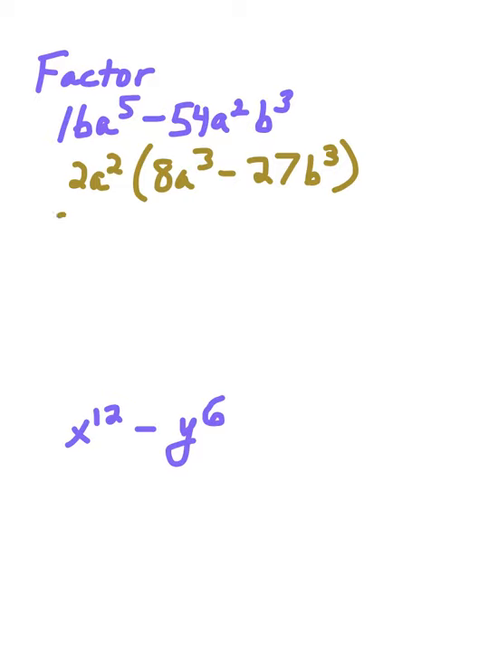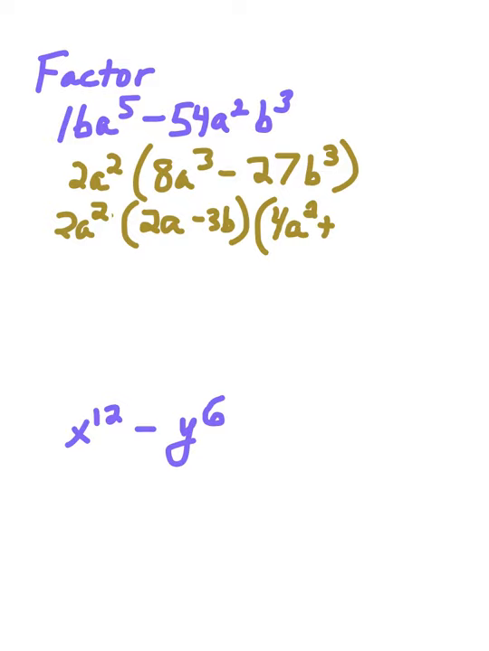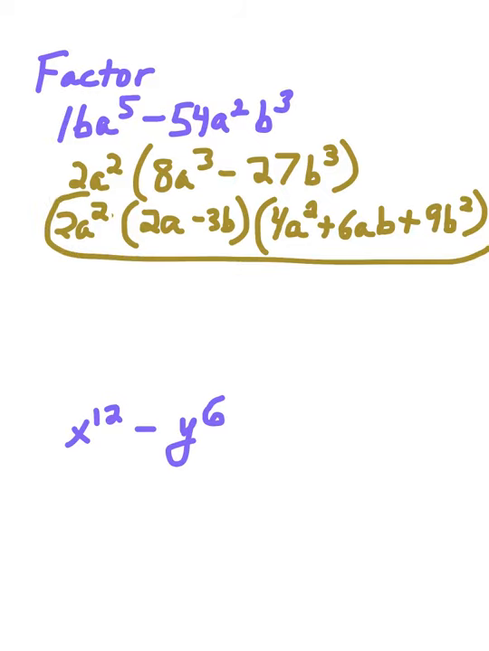So I'll continue with this factoring of 2a squared. Then, let me write a better 2 there. And then I will have 2a minus 3b, and then I'll have a squared, which is 4a squared, and then plus xy, which here would be 2a and 3b, so that's going to be 6ab, and then plus y squared, in this case, that'd be 3b squared or 9b squared. And that would be the factoring there.